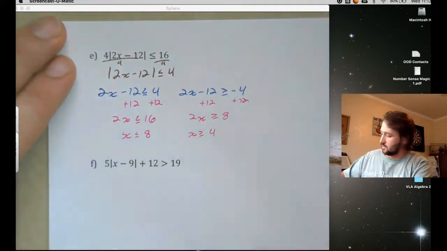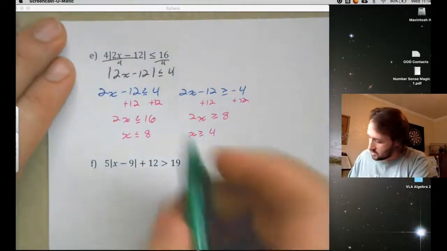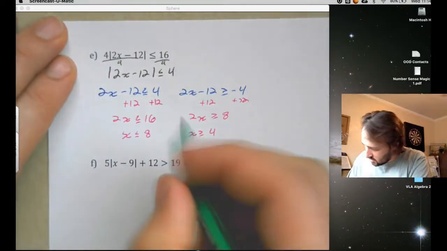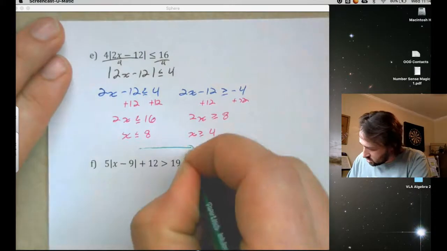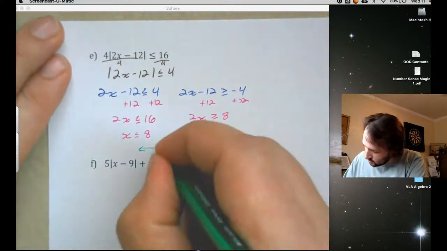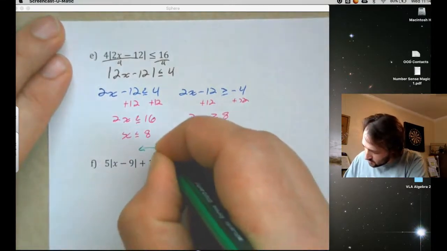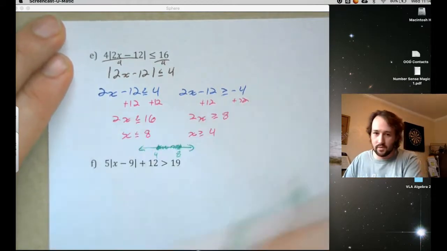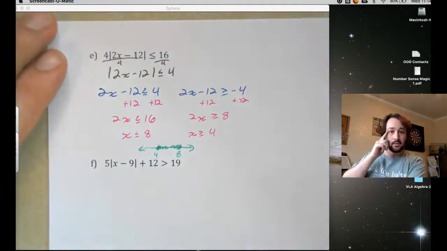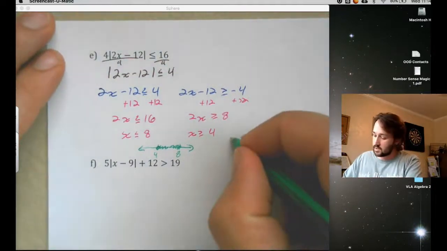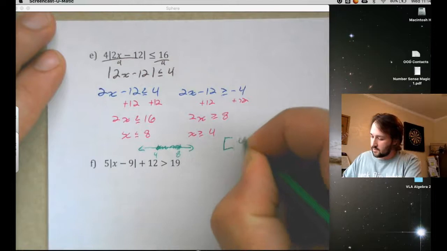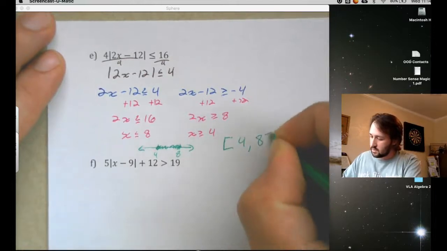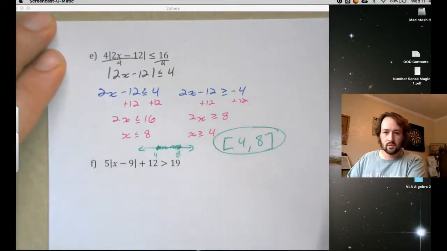All right, so now I would put these on a number line again, as always. You need to be out and ready. So I have 4, and I'm greater than or equal to 4, so I'm going that way with the 4. I have 8. I'm less than or equal to the 8, so I'm going that way with the 8. So since they're going towards each other, I need to include the things in between them. So I have from 4 to 8, and that would be my solution set.